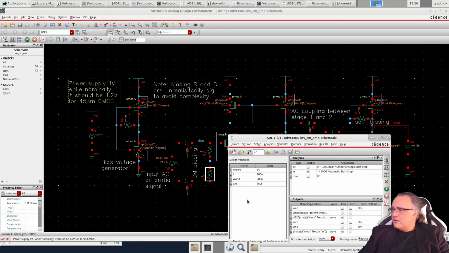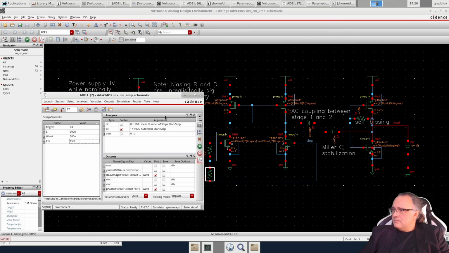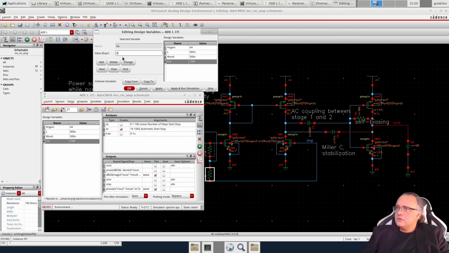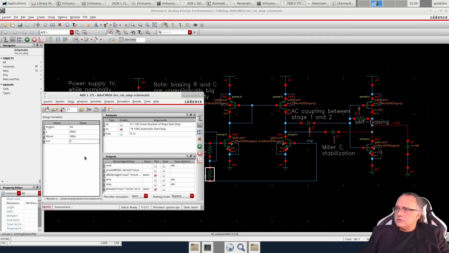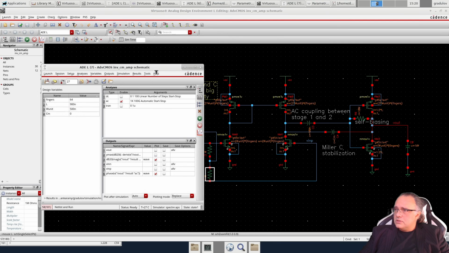So we have now the Miller capacitance for stabilization. I'll start with 0 in order to illustrate the problem, and then I'll run AC simulations to generate the Bode plots.